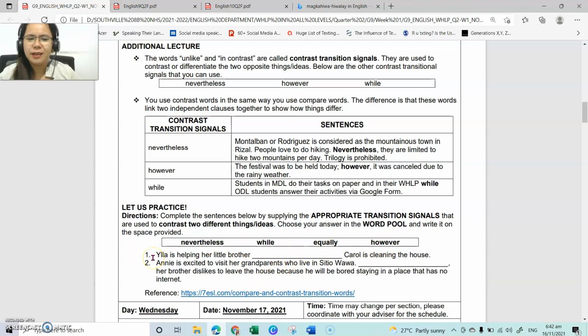Number 1. Ella is helping her little brother. Blank. Carol is cleaning the house. Number 2. Annie is excited to visit her grandparents who live in Chihuahua. Blank. Her brother dislikes to leave the house because he will be bored staying in a place that has no internet.